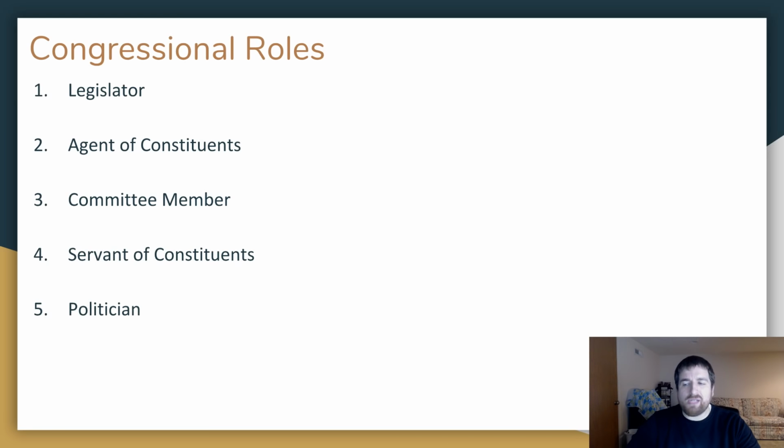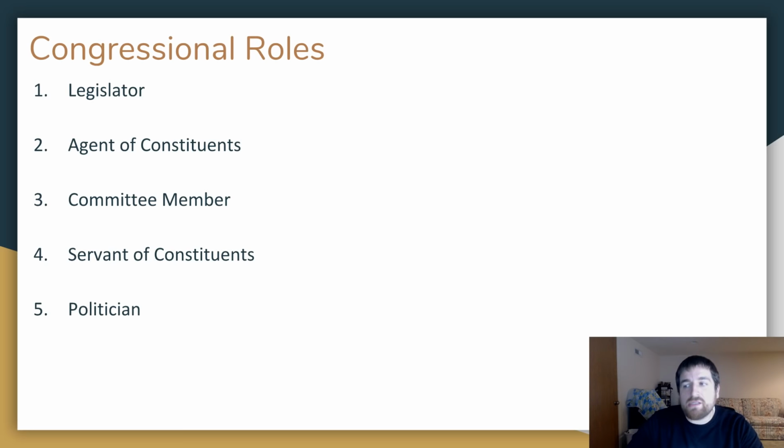Third is as a committee member. As a member of Congress, you serve on committees that screen proposals for the consideration of a chamber of Congress. We'll talk more about committees later. Essentially, these are small groups broken off from the entire body of either the House or the Senate that look at proposed bills first before they go to the entirety of the chamber.